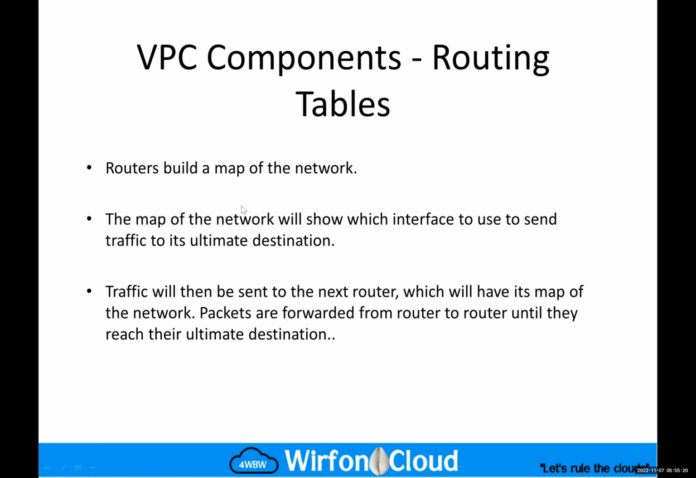So the routers build a map for your network, and every destination is specified in the route table. When traffic is destined for another router, of course it is sent to that router, and the router would decide from there how it will forward the packet to the ultimate destination.